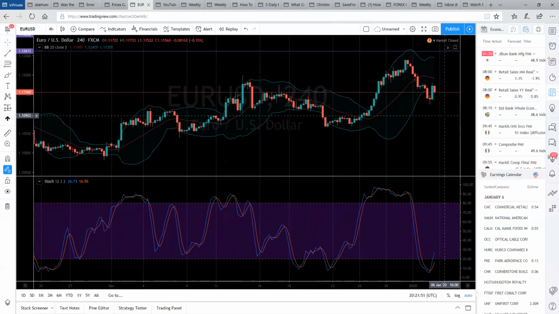From what we have here, we can continue selling from 1.1120. Place a sell stop below this point, 1.1120, and aim for the low here. Basically, that's what I'm looking at: 1.1120 and one going down to 1.1080.